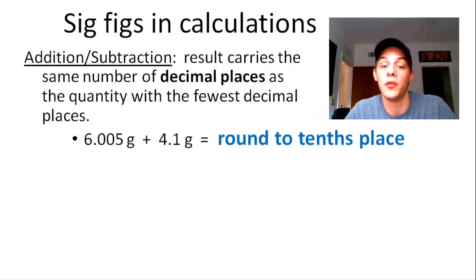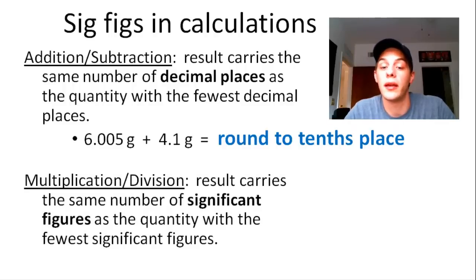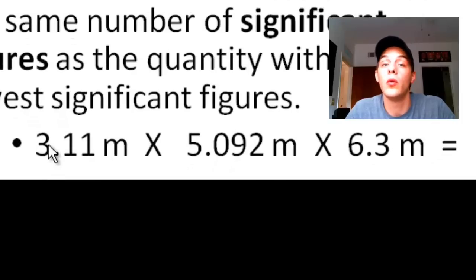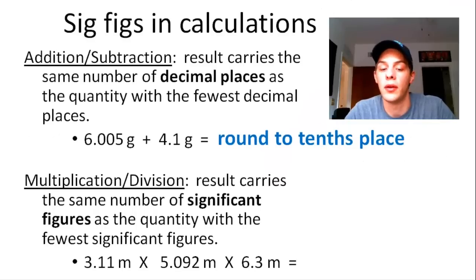It is the lesser of the two of those. Now when it comes to multiplication and division, whatever result I get is going to carry the same number of significant figures as whichever quantity has the fewest number of significant figures. So if I have the calculation 3.11 meters times 5.092 meters times 6.3 meters, which one of these has the fewest number of sig figs? This one has 3, this one has 4, that interior 0 is significant, and this one has 2, so I'm going to round whatever my answer is to 2 sig figs.